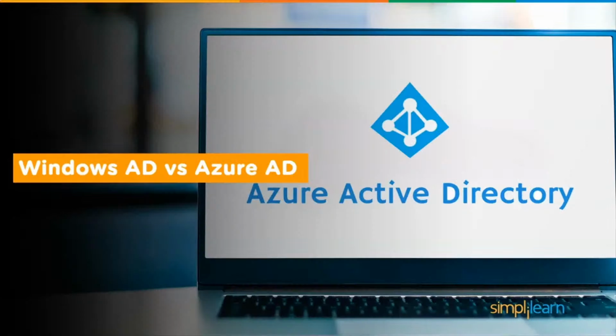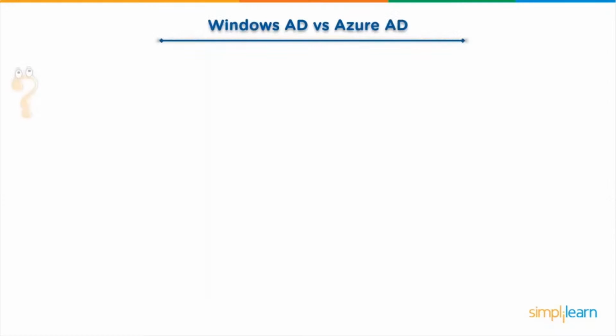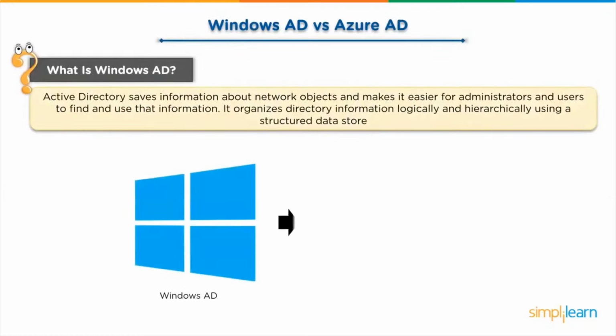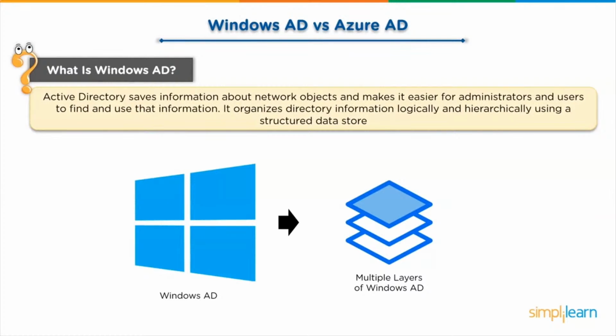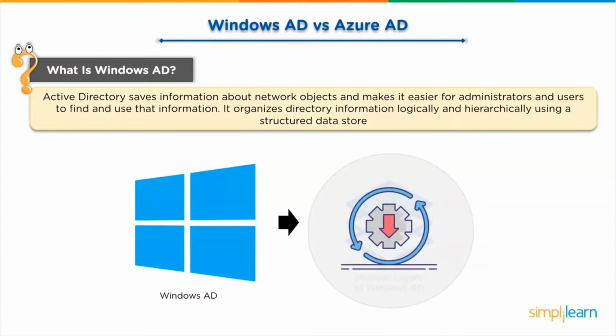But what makes Azure AD so different from Windows AD that it has become more popular among people from technical firms? What is Windows AD? Active Directory saves information about network objects and makes it easier for administrators and users to find and use their information. It organizes directory information logically and hierarchically using a structured data store. But its supreme drawback is its layers. So let's have a look at its layers and its functioning.